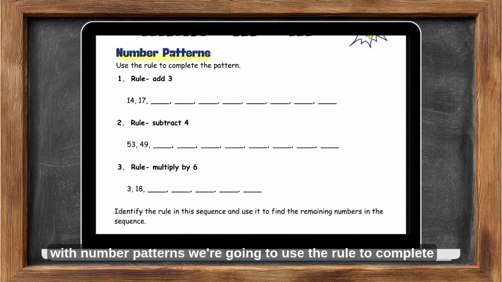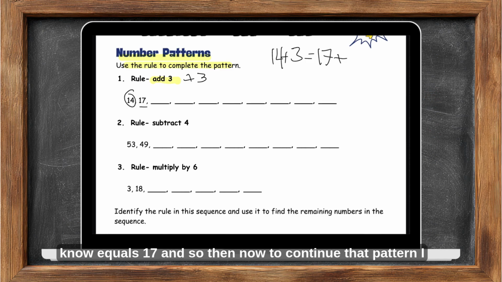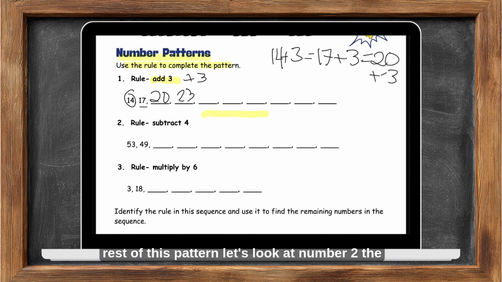With number patterns, we're going to use the rule to complete the pattern. And so this is really quite simple. We're just going to add 3, which means we're going to do plus 3 to each number. And the first two sets of numbers help us to see that pattern. 14 plus 3 we know equals 17. And so then to continue that pattern, I would add 3 again. And I know that 17 plus 3 equals 20. So my next number would be 20. And then 20 plus 3 would equal 23. So you can go ahead and finish out the rest of this pattern.